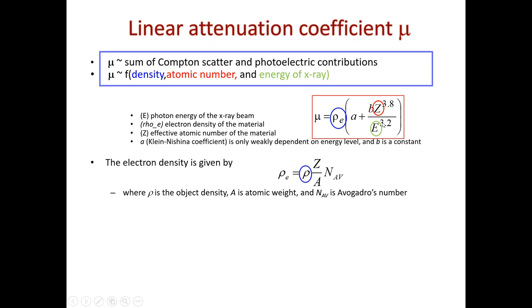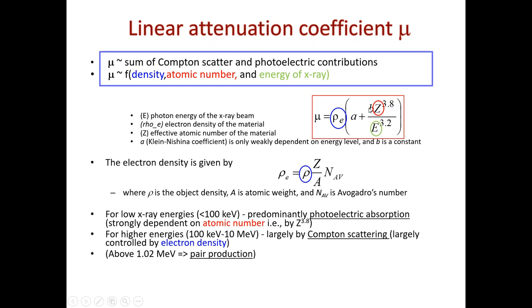And basically, you can see that it's inversely proportional to the energy and atomic number. So depending on the energy, if I have low energy, I'm going to be dominated by this Z to the 3.8, and this number will not be all that important. And for low energy, we also know that we mostly have photoelectric absorption.